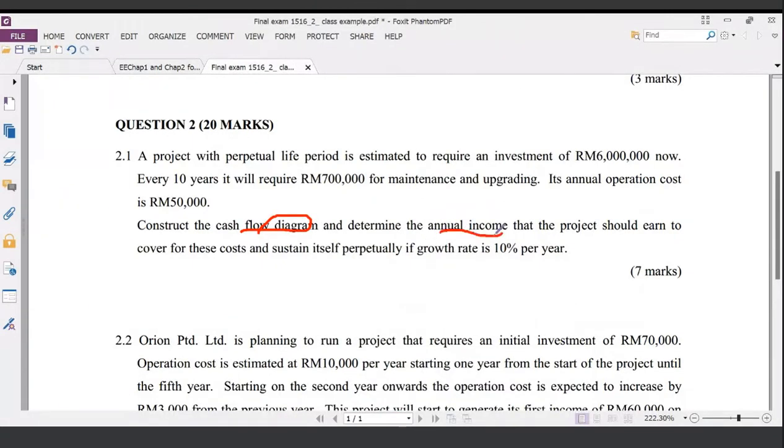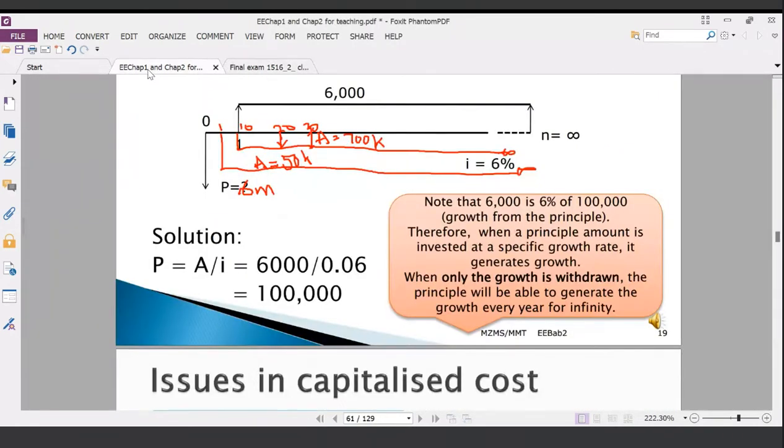Okay, annual income, alright, that the project should earn to cover this cost and sustain itself perpetually if growth rate is 10% per year. So what you are expected to determine is annual income. So what you need to do is, this A, you need to bring to here, and what you need to determine is A, annual income. And this one starting at year one.